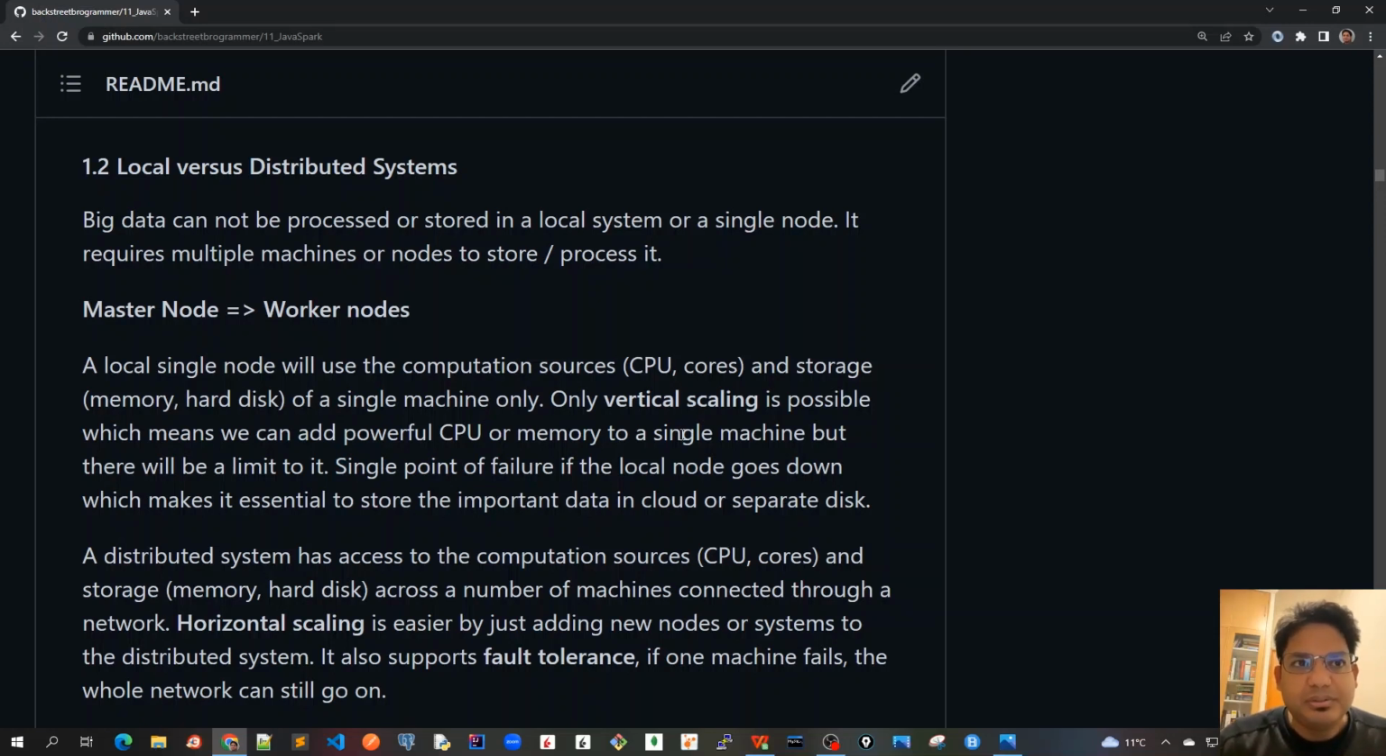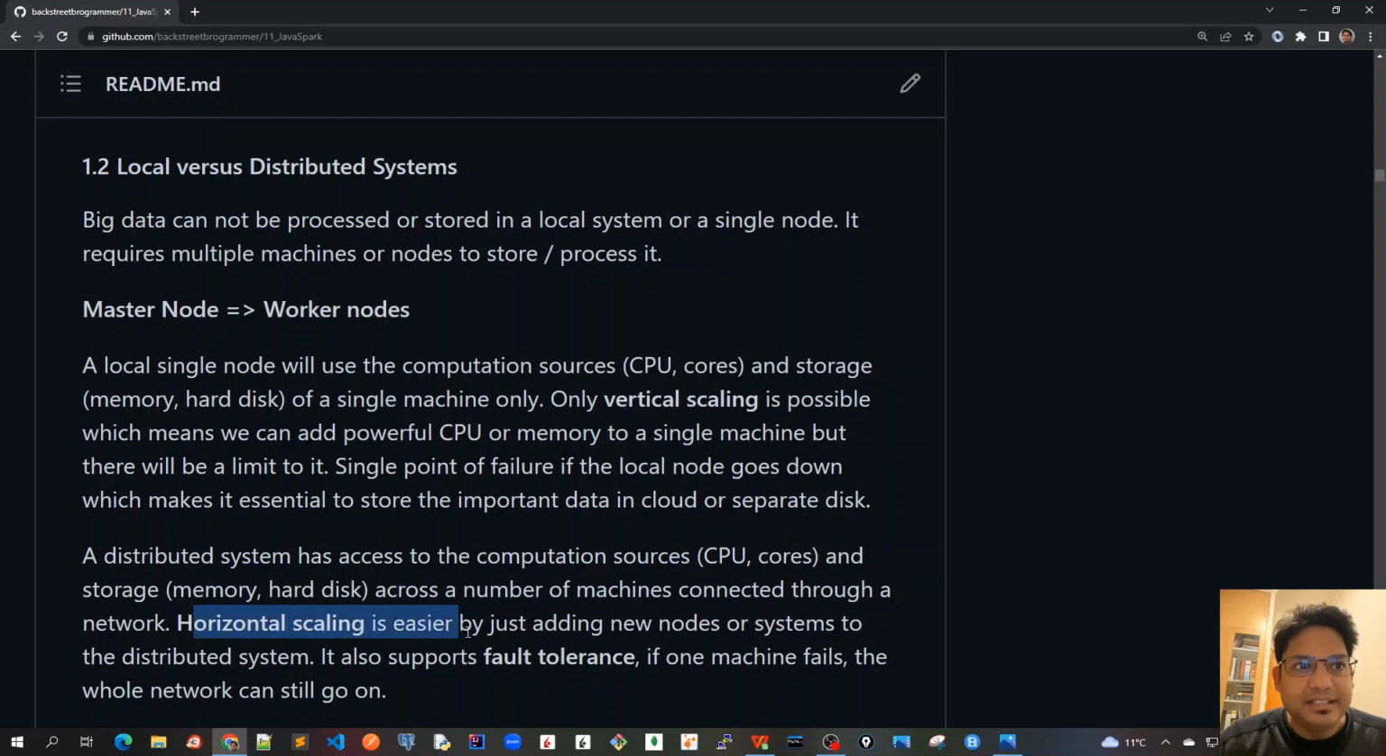To avoid all the pitfalls of a single node machine, a single point of failure, or vertical scaling limitations, a distributed system was designed, which works like this: we have a master node which talks to several worker nodes. These worker nodes are a collection of individual nodes with some computational sources like CPU cores and memory. As a formal definition, a distributed system has access to the computation sources, CPU and cores, and storage, memory and hard disk, across a number of machines connected through a network.